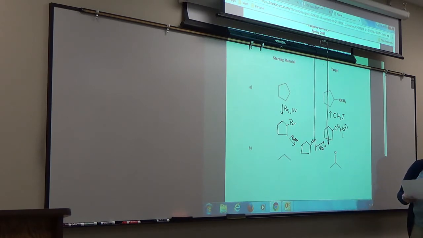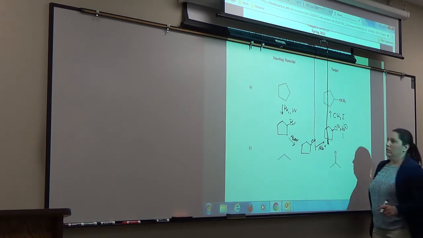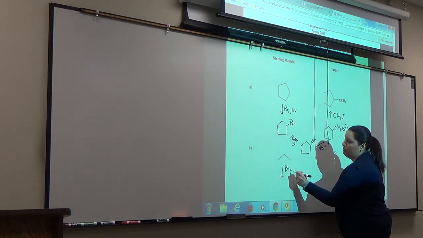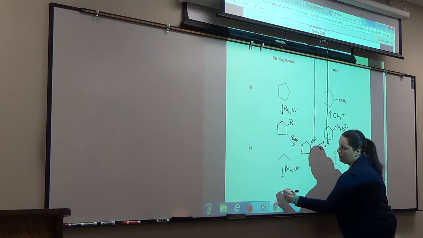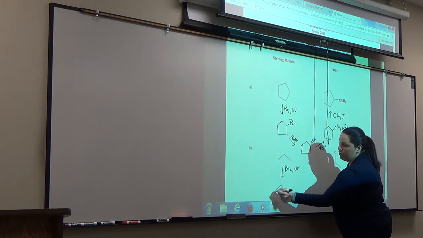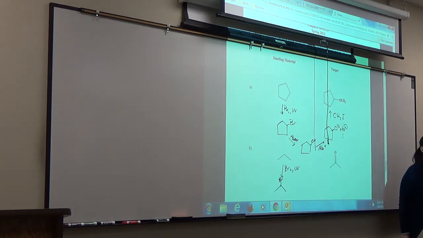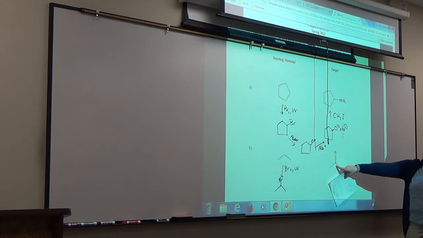So what about in B? What am I trying to do here? Can only do one thing. What is it? So everybody should get at least a point, right? Where do you put it, right? In the middle, because you go to the most substituted. And then what do I want eventually is a double bond, right?